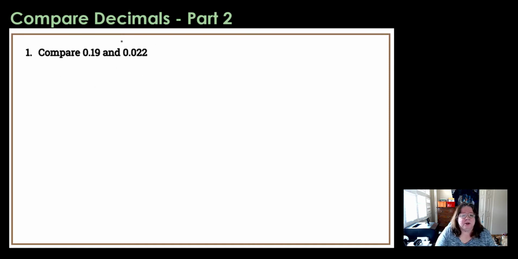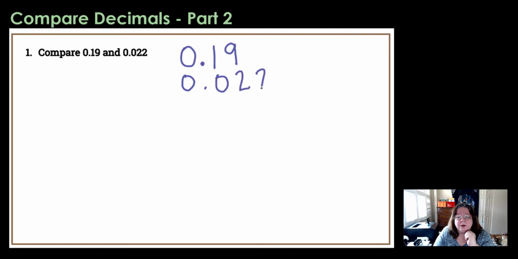Well, the first thing I'm going to do is write these numbers and line them up by their decimal. Excuse me, so 0.19. If you haven't already done this in your books, you can do it now because you have your workbooks, your student journals there. Okay, so that's the first one. And this one, 0.022. Now, I could put a 0 here if I wanted. I personally think that's a little bit helpful, so I'm going to add it.